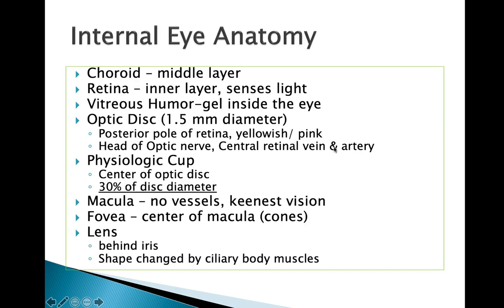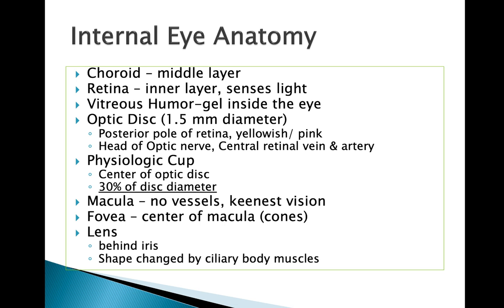So if there's an imbalance in how much is produced and how much is drained out, that can cause issues with glaucoma. We're going to talk a little bit about the internal eye anatomy. Now, this is what makes the eye so intimidating, because in physical diagnosis lab, we do not dilate the eye, and it makes it really hard to see the back of the eye. So you have to kind of learn the internal anatomy of the eye based on pictures and not so much what you see on physical diagnosis, because you don't see a lot of these structures well unless you have a dilated eye. So the choroid is the middle layer of the eye.